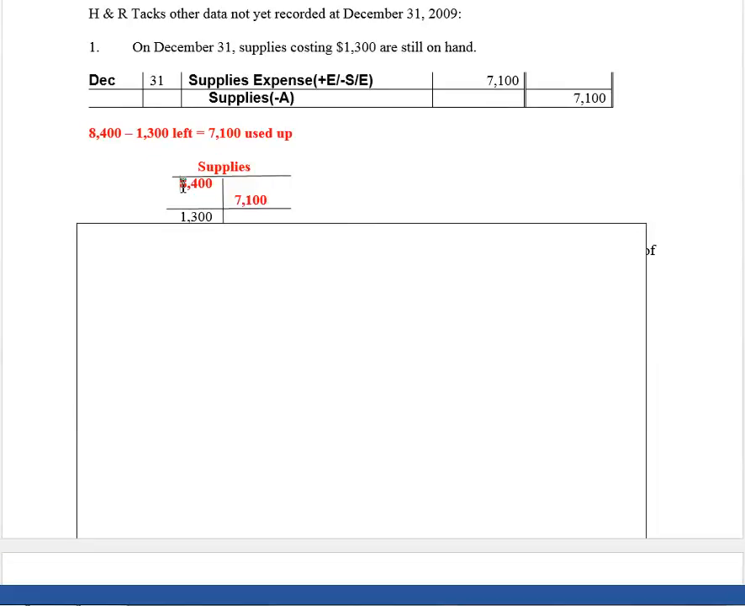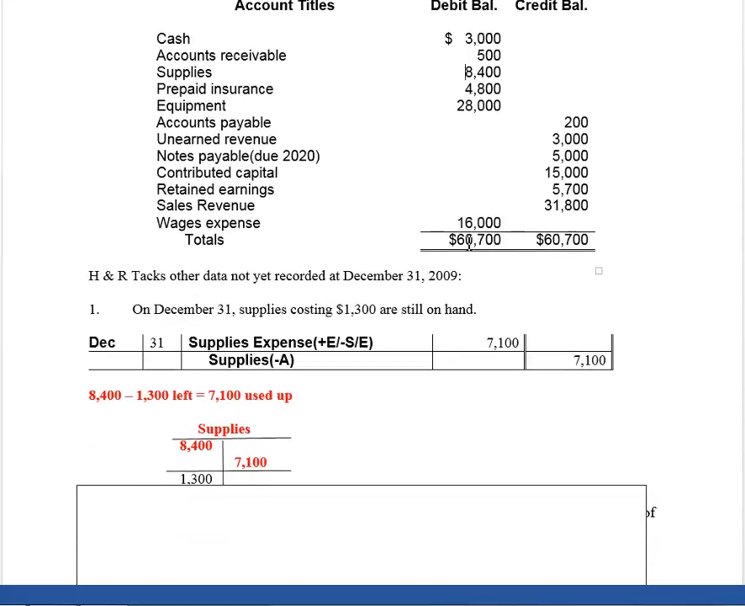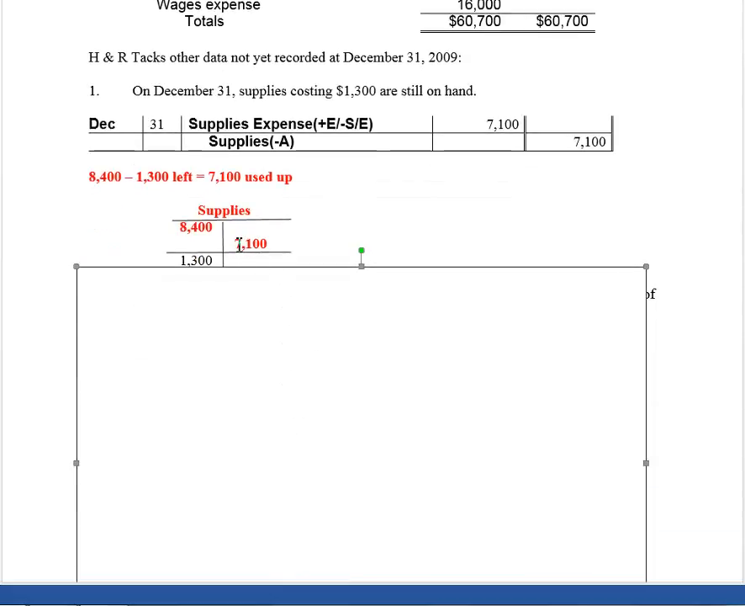If we started off with supplies at a debit balance of $8,400, which is what we were told here at December 31st, 09, but we know when we did the physical count we've only got $1,300 left, how are you going to go from $8,400 here to $1,300 here? The only way that can possibly happen is if you use $7,100 of those supplies up, and that would represent a credit. So to go from $8,400 to $1,300 debit, we must have credited the supplies account $7,100. So that gives us the credit, and again the debit goes first, and that's the supplies expense.